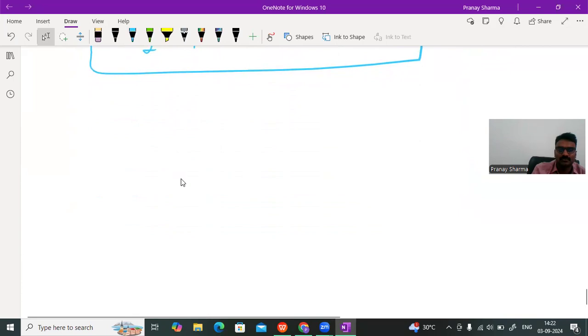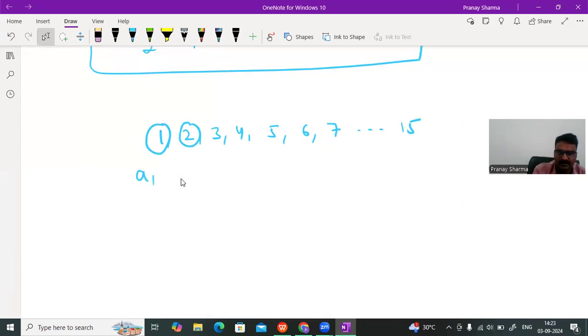Now let us move to another thing. See, this is the simplest AP that we can have. Let us say it goes till 15. All right. So this represents the first term. I'll be calling this A1. This represents the second term. I'll be calling this A2. This is A3. This will be A4 and so on.